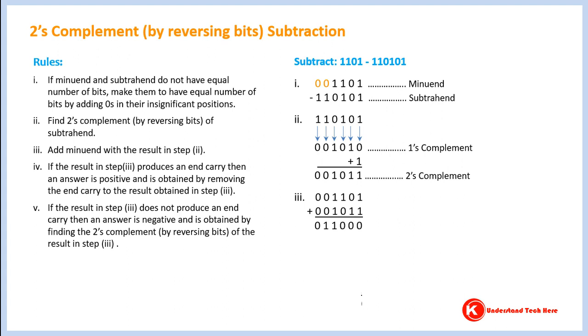According to rule number 5, we need to find the 2's complement of the result in step 3. To find the 2's complement, as we have mentioned above, we need to find the 1's complement. The 1's complement can be found by doing this. To find the 2's complement, we need to add 1 to the 1's complement, so we need to do this. In doing this, we get this. This is the 2's complement of the result in step 3.